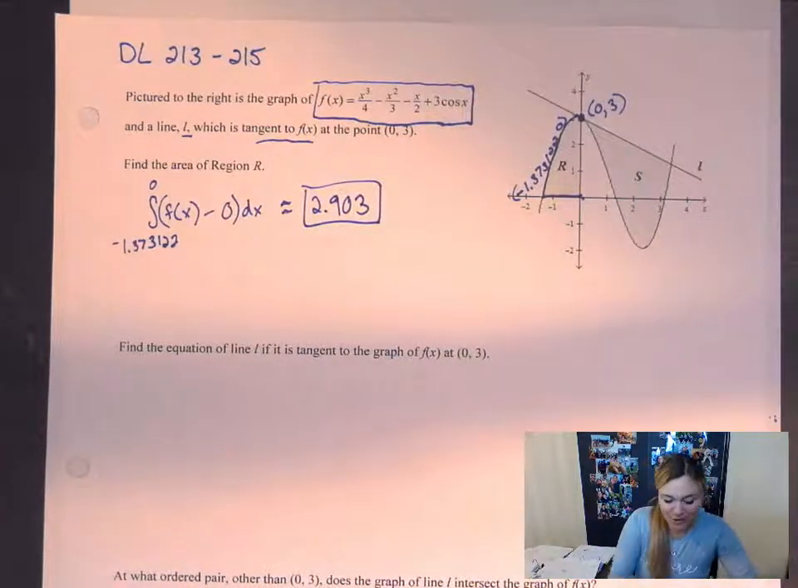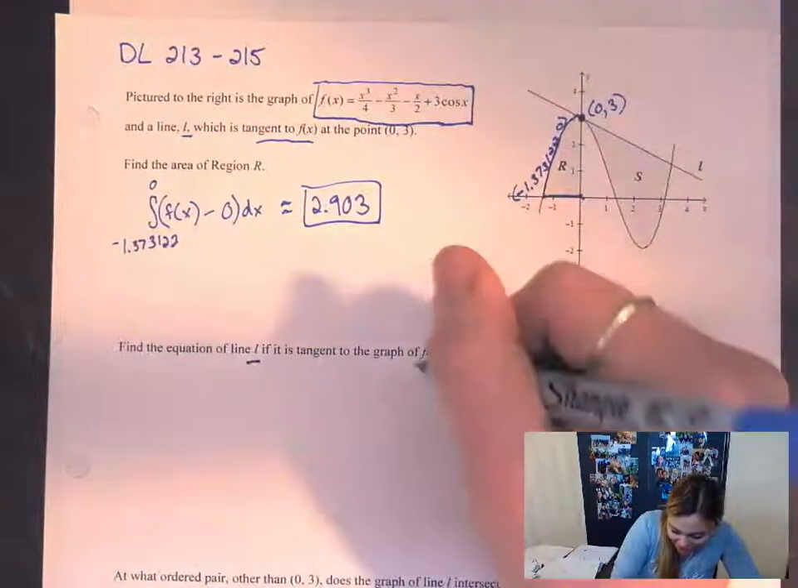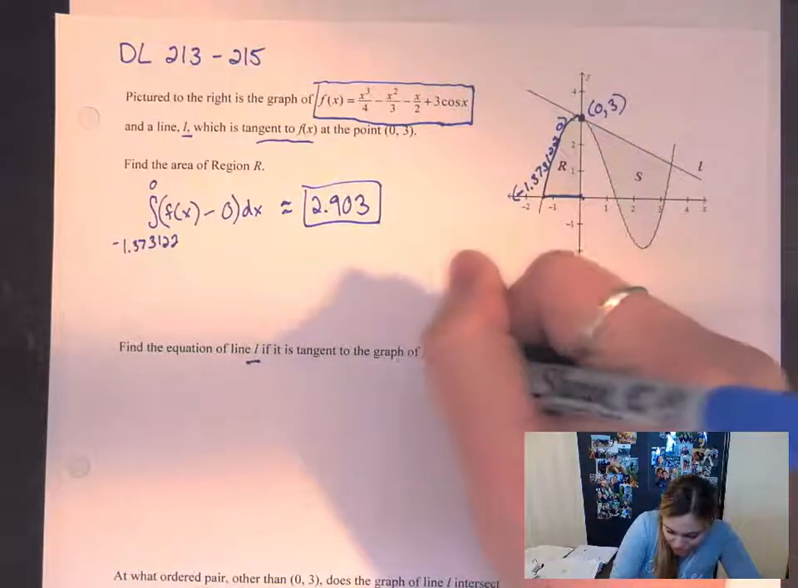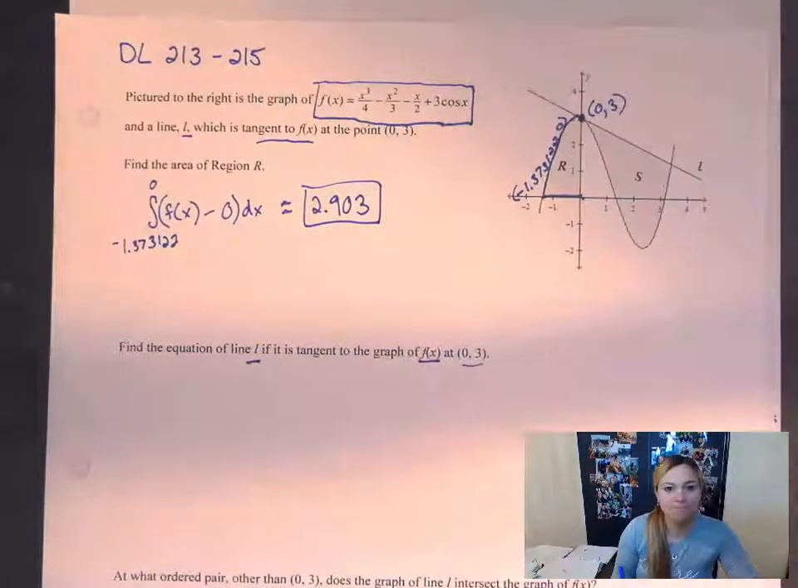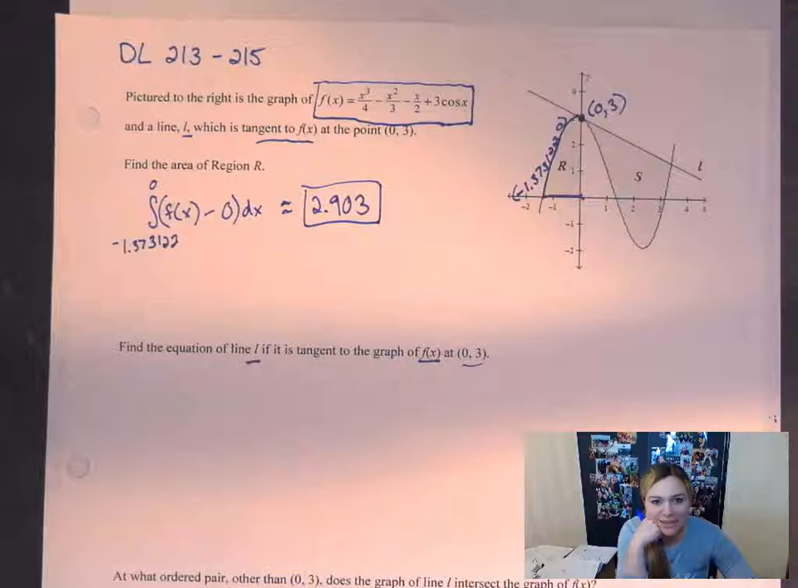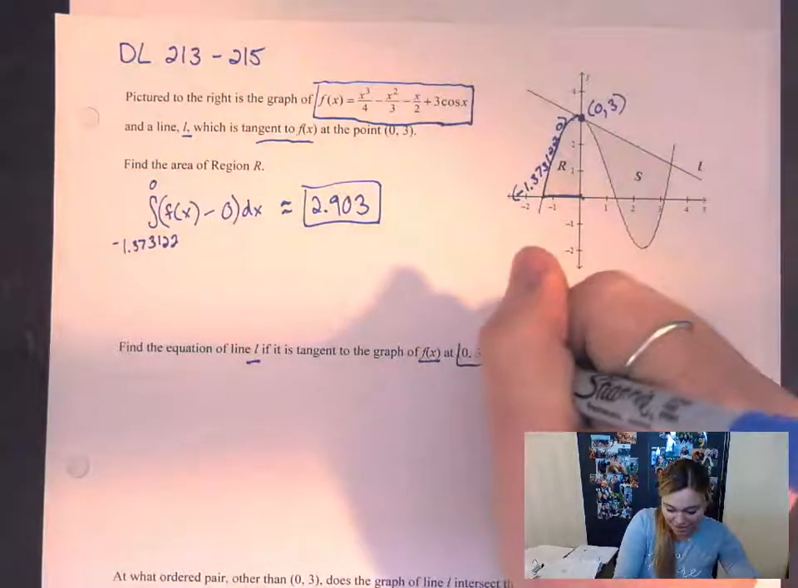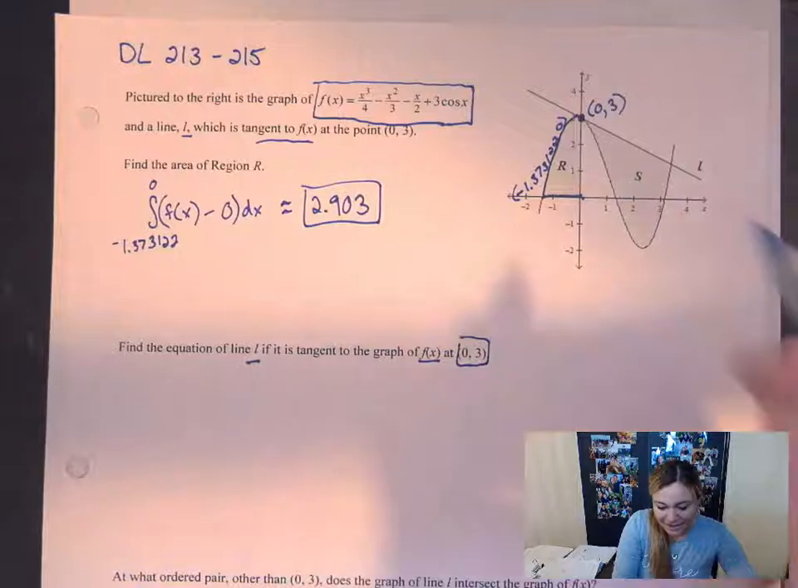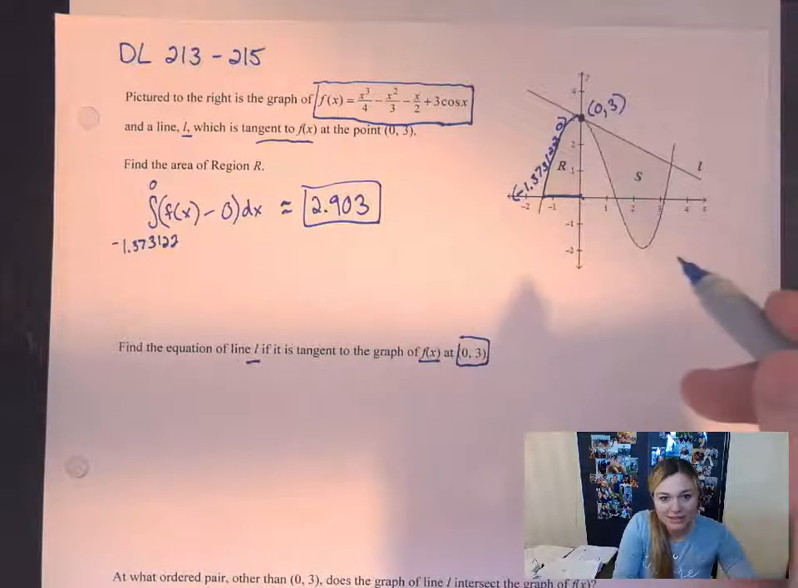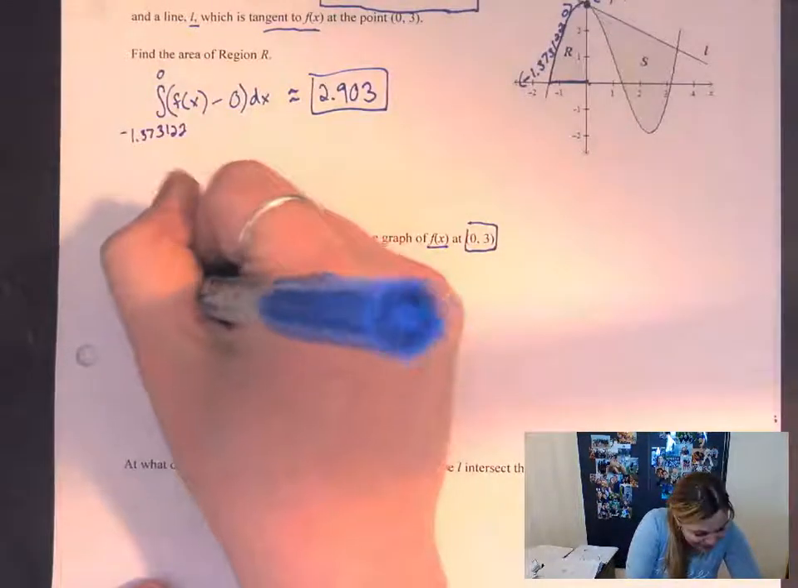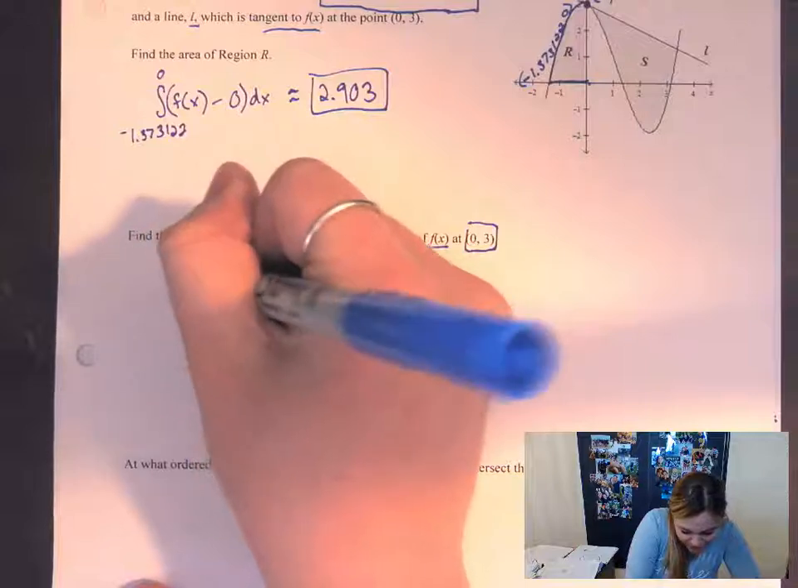It says find the equation of line L, the tangent to the graph of f of x at (0, 3). Okay, so let's think about this. If I want an equation, I need two things, a slope and a point. I have a point. That's exciting. And so what I need is the slope, which is f prime of 0.